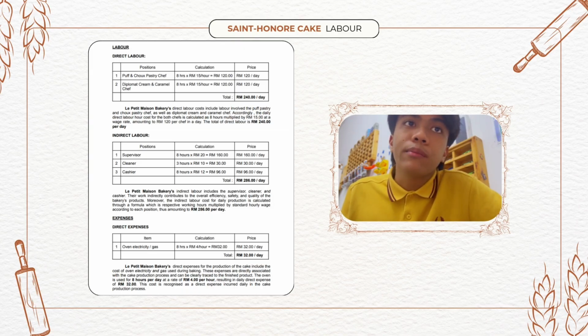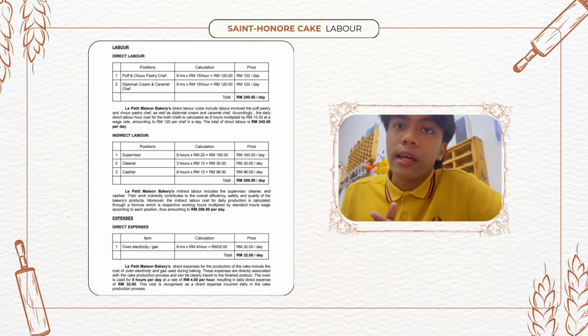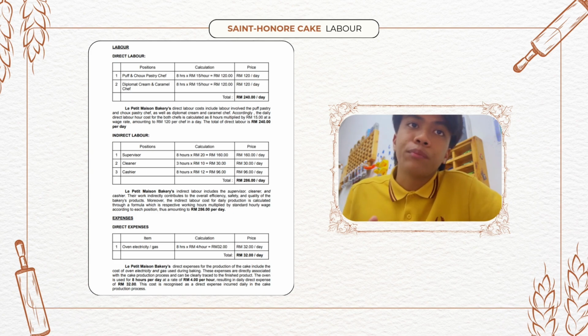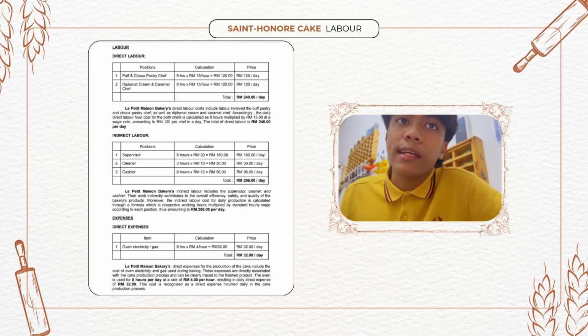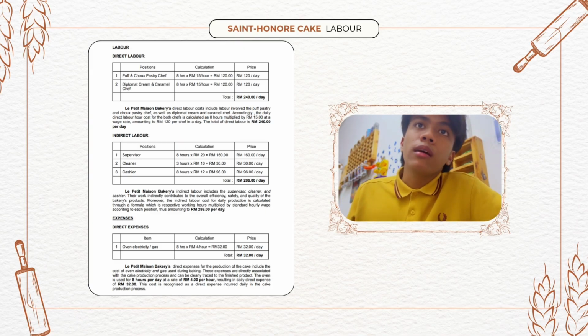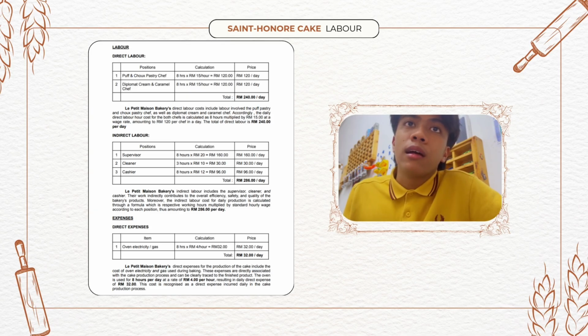Meanwhile, for the indirect labor, Le Petit Maison Bakery's indirect labor includes the supervisor, cleaner and cashier. Their work indirectly contributes to the overall efficiency, safety and quality of the bakery's product. Moreover, the indirect labor cost for daily production is calculated through a formula, which is respective working hours multiplied by the standard hourly wage according to each position. Thus, it will amount to RM286 per day. Then I would like to pass the explanation of expenses to the next presenter.